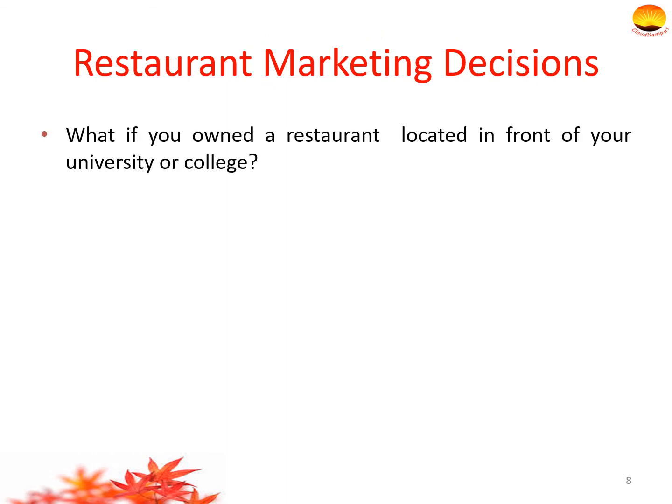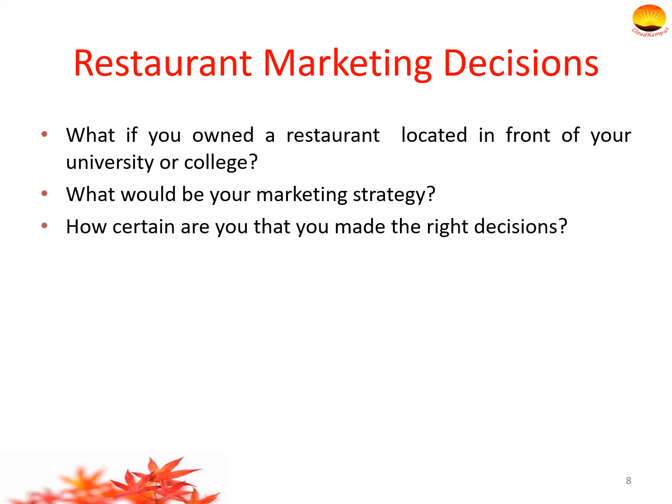Let's take it up to you. Suppose you have to start a restaurant located in front of your university or college. Decide what your marketing strategy will be. Think of that. What kind of menu will you keep, what kind of students come to your university or college? So how certain are you that you make the right decision? You will decide everything. Okay, I'll keep five or 10 kinds of items in the menu. These will be the prices. And the restaurant will be open from this to this particular time.